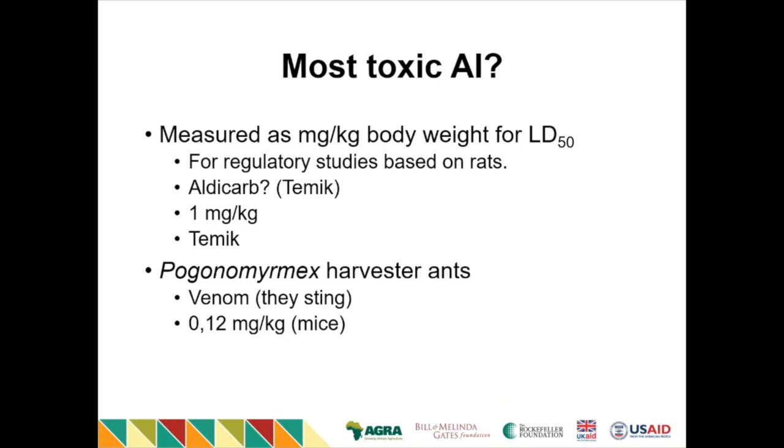But if one compares this to natural poisons, not pesticides, one can compare it to something like Pogonomyrmex harvester ants that are found in the United States. They sting just like bees and wasps and so on. And their venom has an LD50 of 0.12 milligrams per kilogram when tested in mice. So you can see it's an order of magnitude more toxic than an active ingredient of the nature of aldicarb. So there are many chemical substances in our environments that can be as toxic, or of course also a lot less toxic than pesticides are, and one must remember that too.